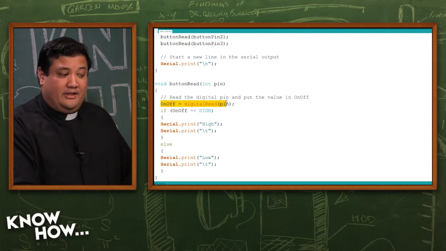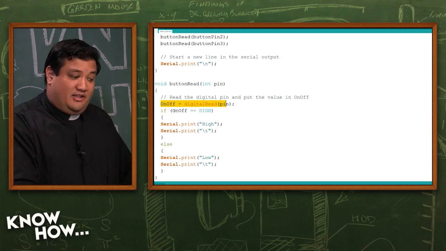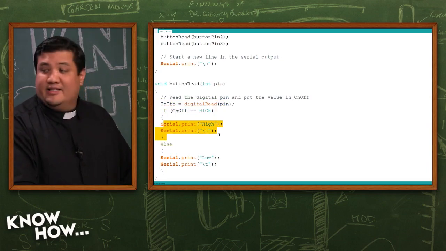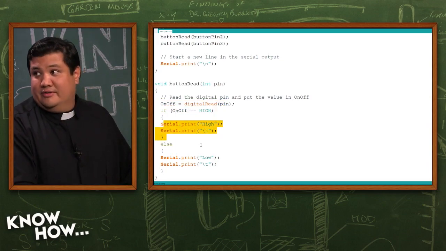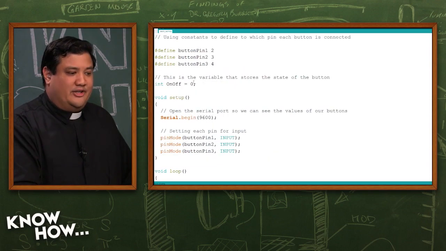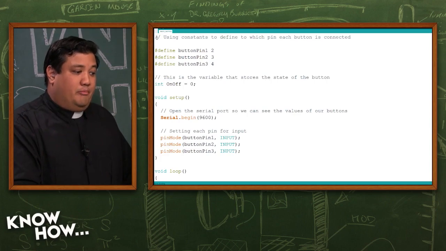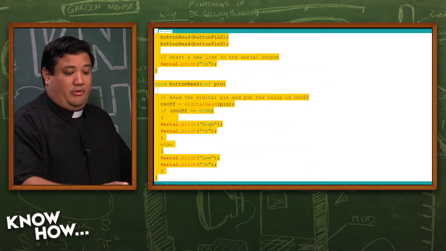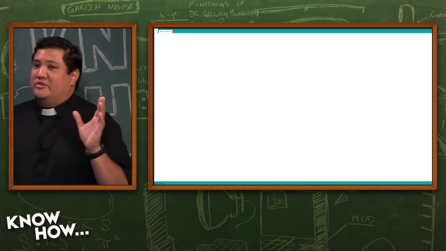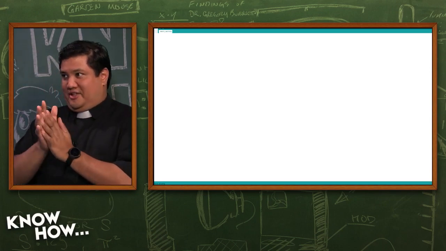It looks at that pin that I passed to it. It gets the value. If it's high, then it prints high. If it's low, then it prints low. Yeah, that's a much better way of doing it. And I'm actually not even going to upload that because it does the exact same thing. But now we're going to get to the fun part, Brian. And the fun part is taking our digital input and turning it into something that's output.